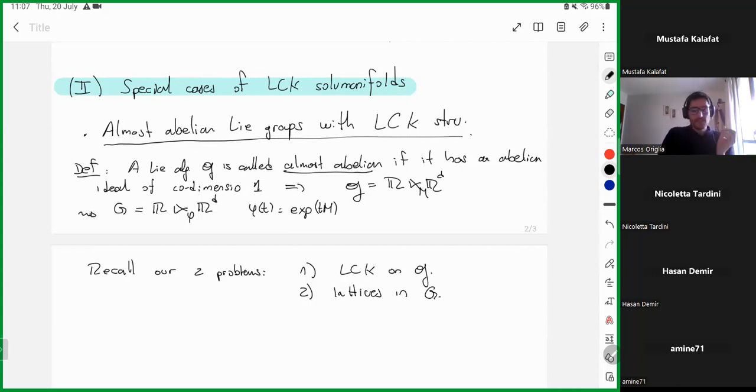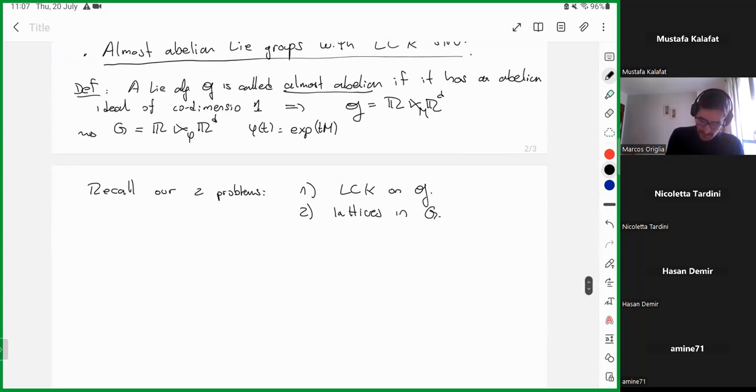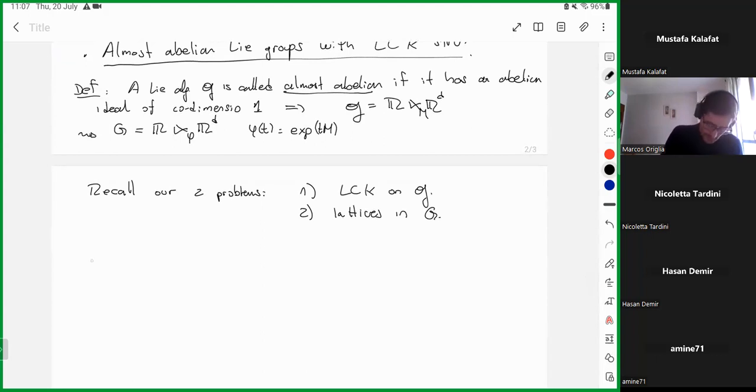Let me explain something about the second problem, so you will realize why these almost abelian algebras are a good candidate to work with. In general, for a solvable Lie group, there is no criterion to determine the existence of lattices. There is only some result about nilpotent Lie groups, but in general for solvable, it's nothing. But with this particular family, we have this result made by Christopher Böck in 2016. This is a criterion for the existence of lattices in this family of Lie groups.